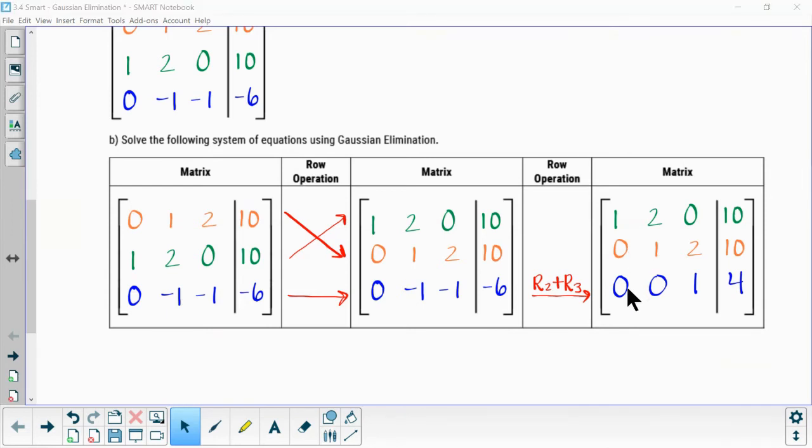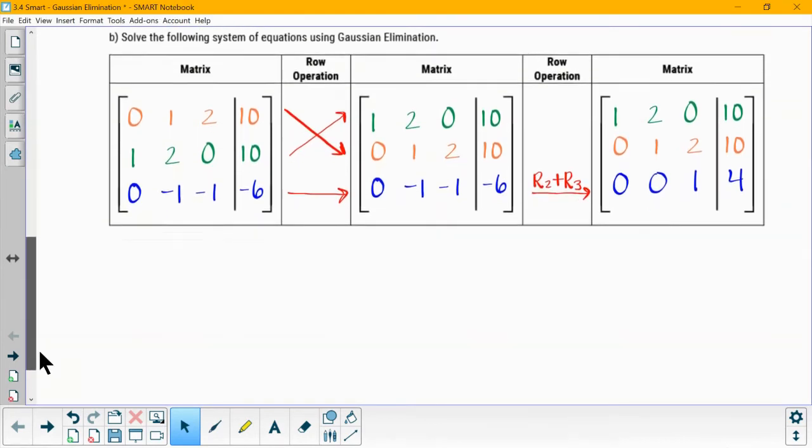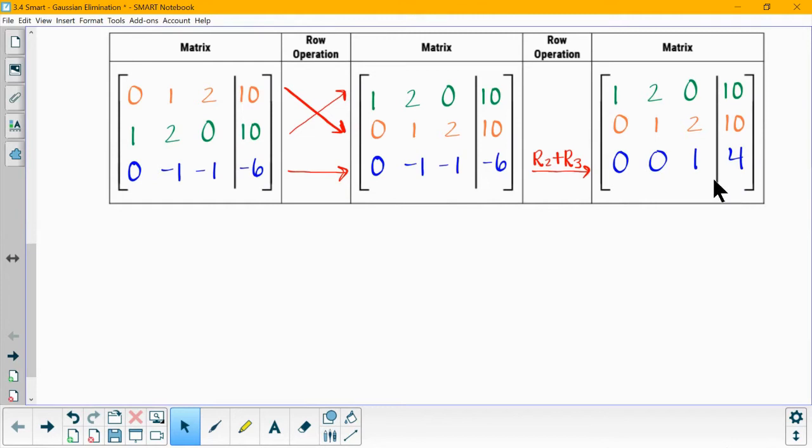Now that I have my 3 zeros in the bottom left-hand corner, I am done with row operations. I can move into solving. Now, I want to take my matrix and turn it back into equations. Well, this would be 0x plus 0y plus z equals 4. So I get z is equal to 4.